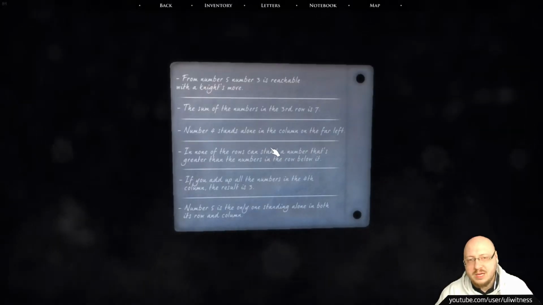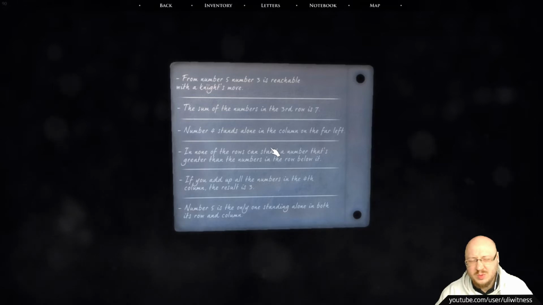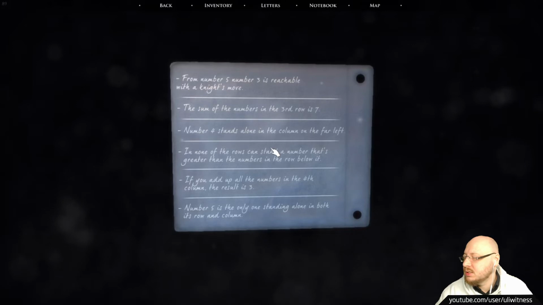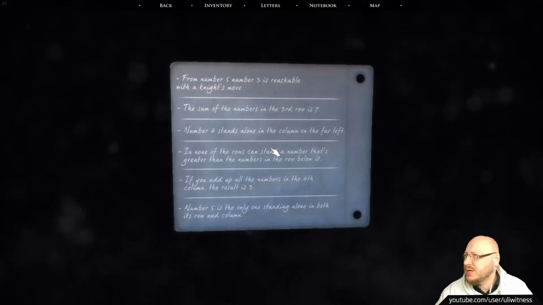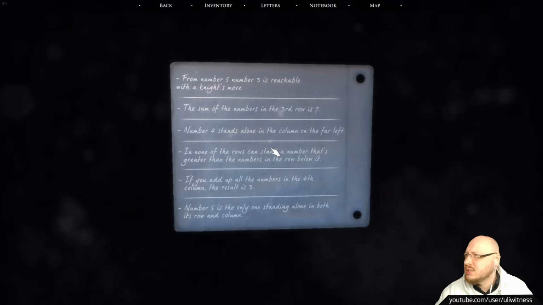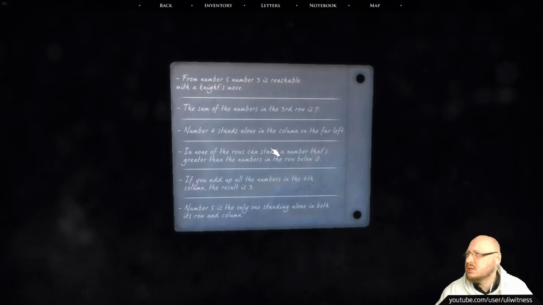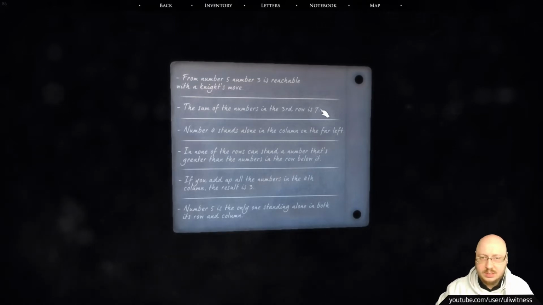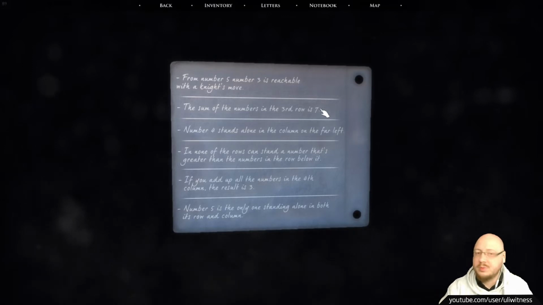From number 5, number 3 is reachable with a knight's move. So now I need to know chess. Anyone know which way a knight goes? Knight is the horse, isn't it? So that means 1 forward, 1 diagonal. Isn't it? The sum of the numbers... Okay, I guess I'll have to note that down as well. Or maybe we'll just photograph it again.